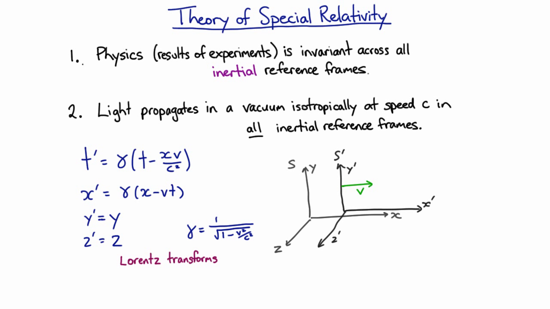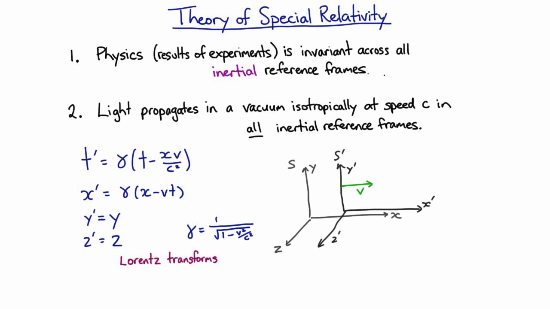The first is simply that if I have two reference frames, two sets of coordinates moving with respect to each other at a constant velocity, then I can't tell from doing experiments in either of them which one I'm in. I have to actually compare them in order to tell. In other words, you can't tell if you're moving, you can only tell if you're accelerating. The second postulate said that light propagates at the same speed in all inertial reference frames.